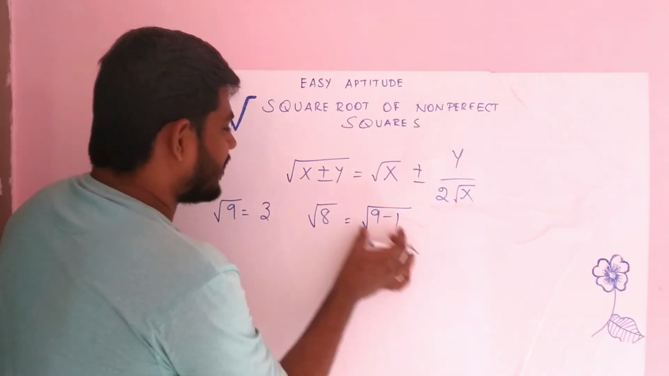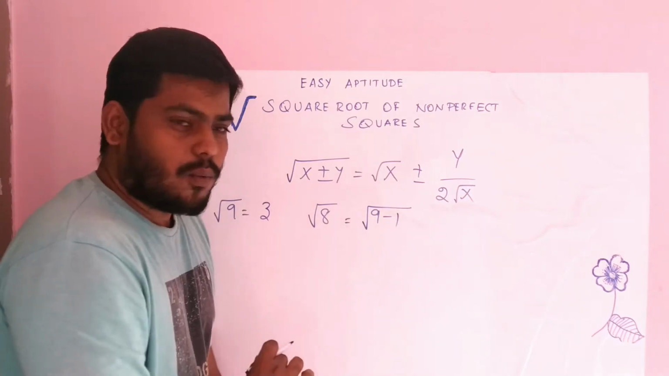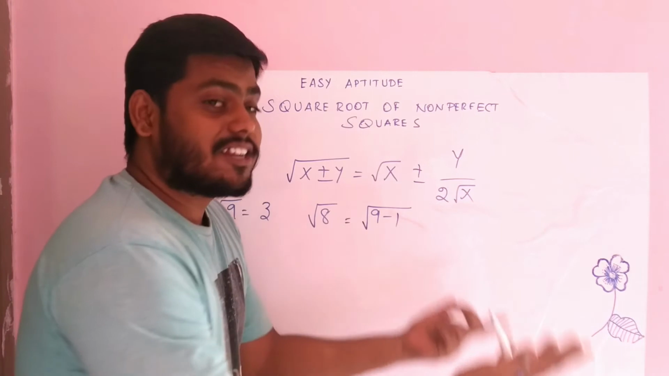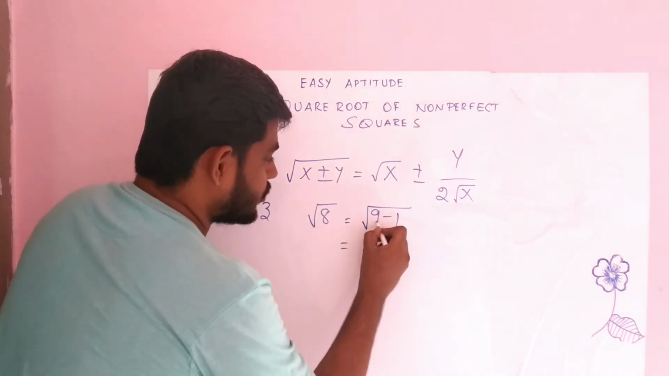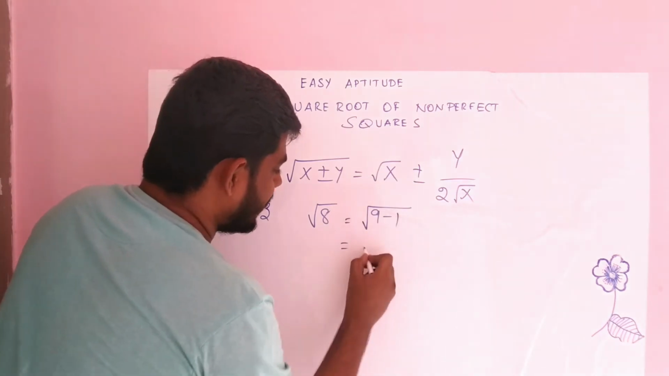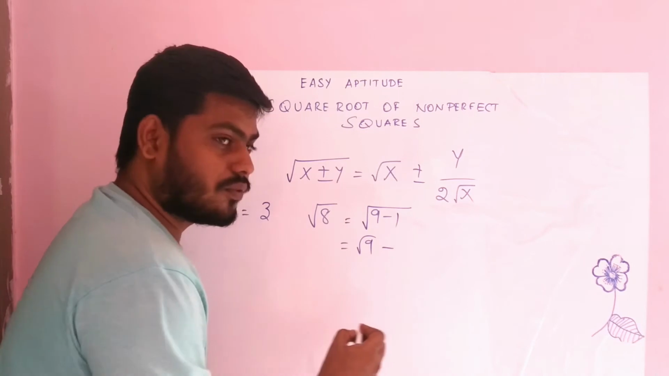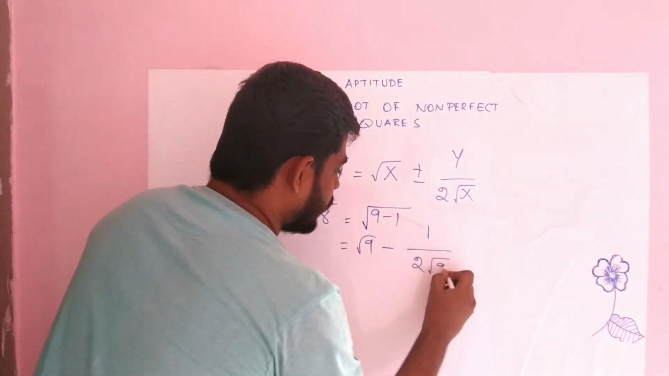Now we just compare these two things over here. This is x and this is y. Now I am going to replace x and y with 9 and 1 respectively. Then finally it's going to give me the answer. Let's try. Now this is x, square root of 9 is square root of 9. Here it is minus, so I am going to put minus over here. Now y value is 1 divided by 2 times square root of 9.